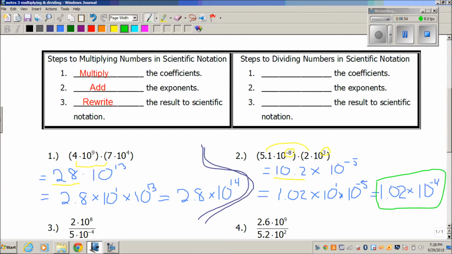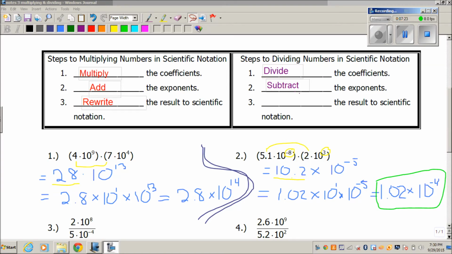Okay, so now let's take a look at what we would do in dividing. So now let's take a look at the right side of that box up top, steps to dividing numbers in scientific notation. So when we're dividing numbers, just like when we had expressions, we're going to divide the coefficients. Then once we divide the coefficients, we're going to subtract the exponents.